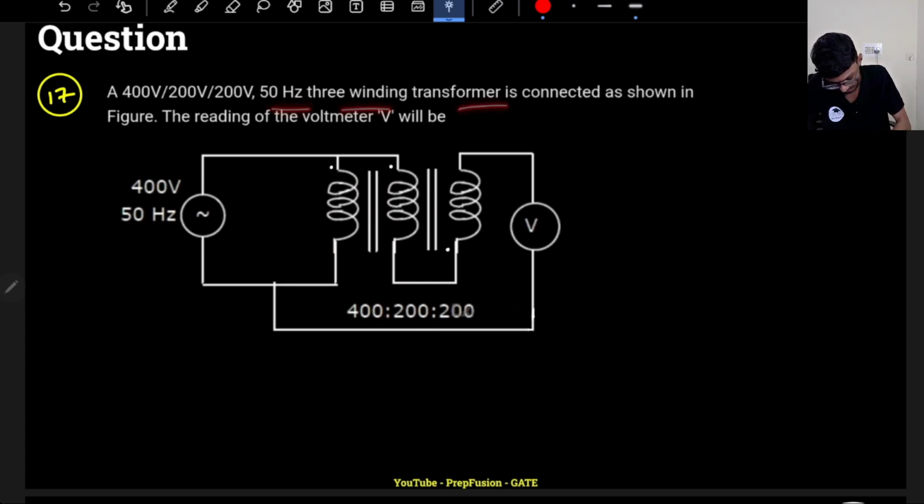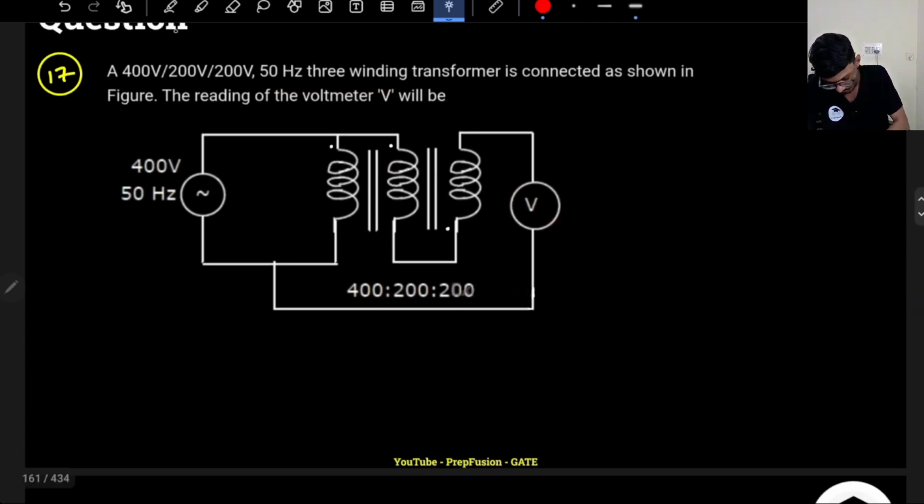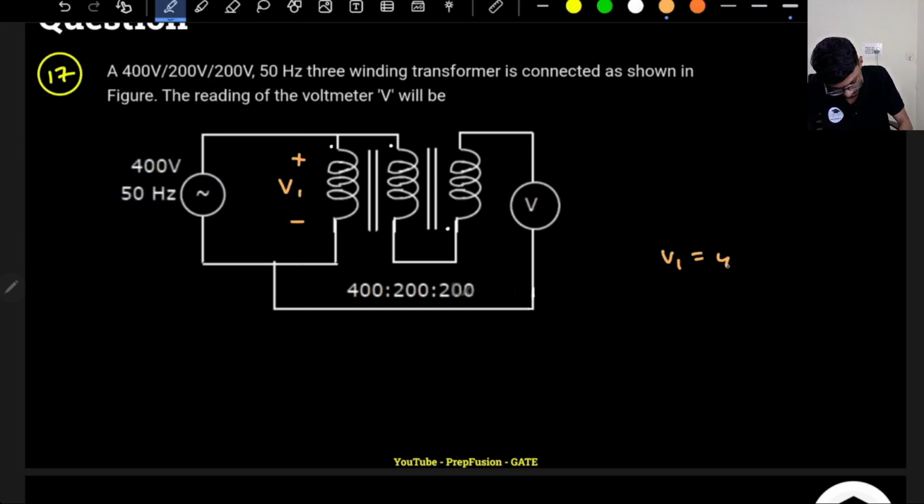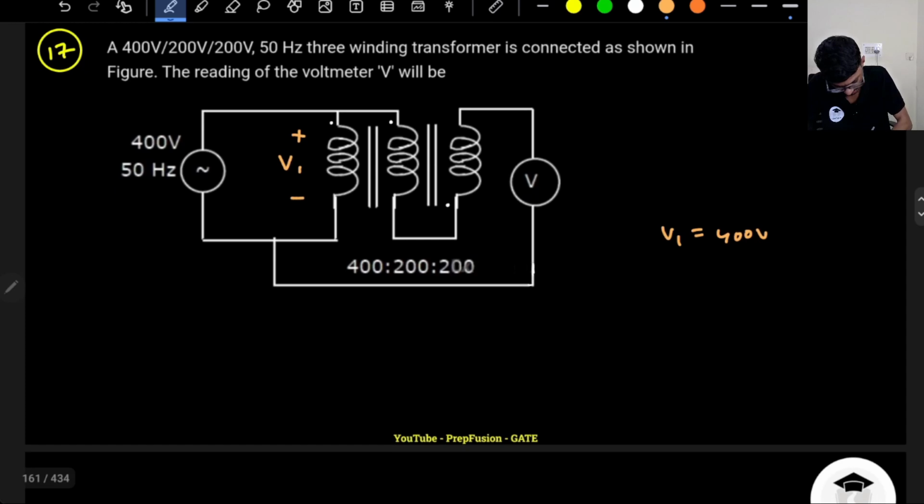The 50 hertz 3 winding transformer is connected as shown in the figure. What will be the reading of the voltmeter V? So they are asking me what will be the reading of the voltmeter V. So let's assume this voltage as V1. Okay, so what is V1? If I just apply the KVL, V1 will be 400 volts. Everything is in RMS.